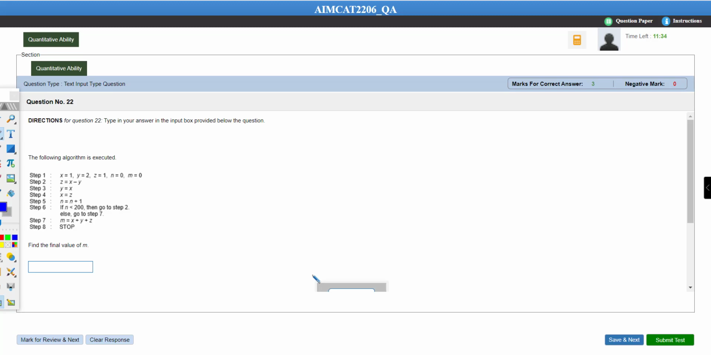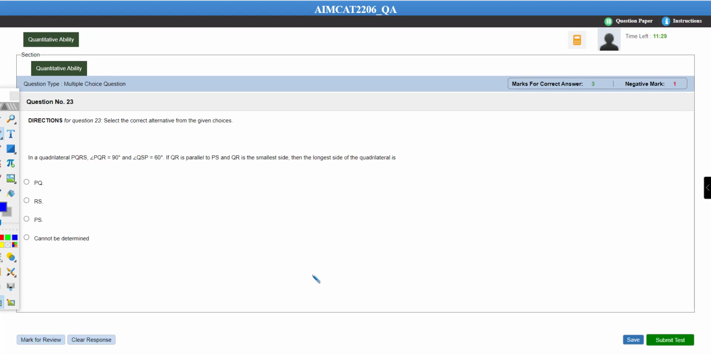The algorithm is again a lengthy one, so let's skip this. Let's go to the next question. Number 23 is the last one. In a quadrilateral, PQR is 90, QSP is 60, QR is parallel to PS, and QR is the smallest side. Which of the following is the longest side?